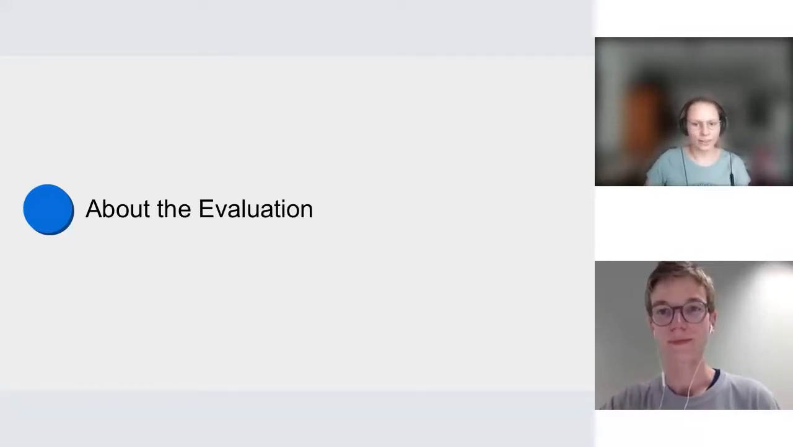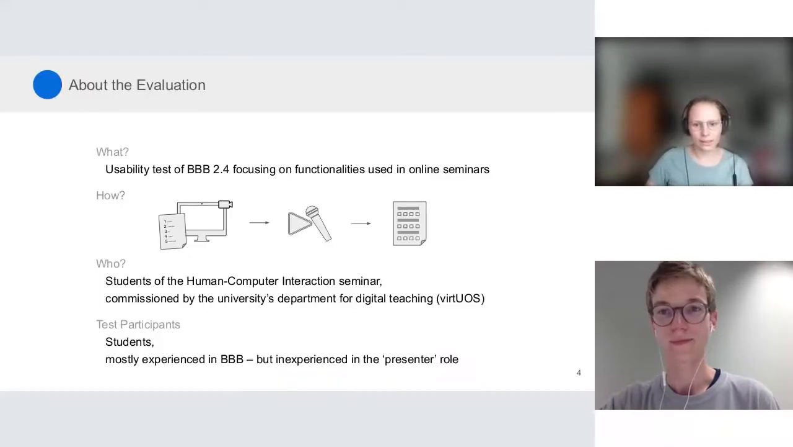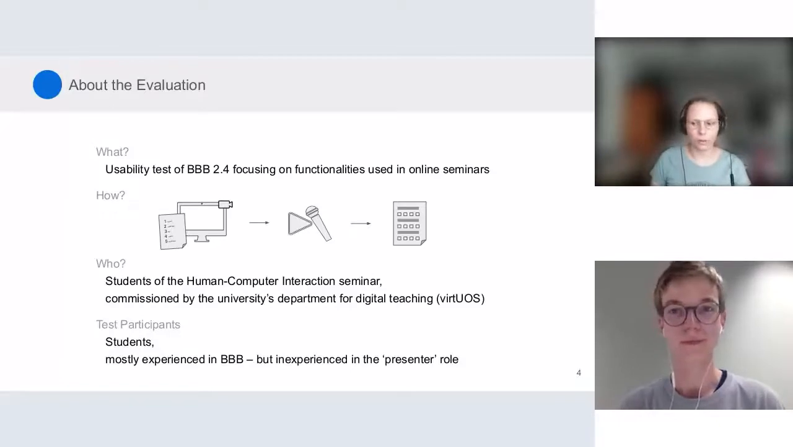Okay, so I will just quickly talk about the evaluation. What did we do exactly? We did a usability test of BBB 2.4, where we focused on the functionalities that are prominently used for online seminars. And how did we do that? We gave our participants a script that resembled a seminar session, and the script consisted of tasks which we asked the participants to complete.